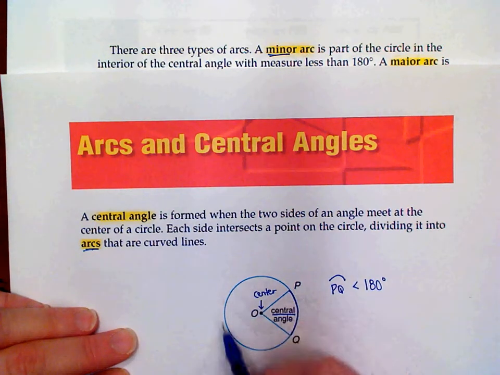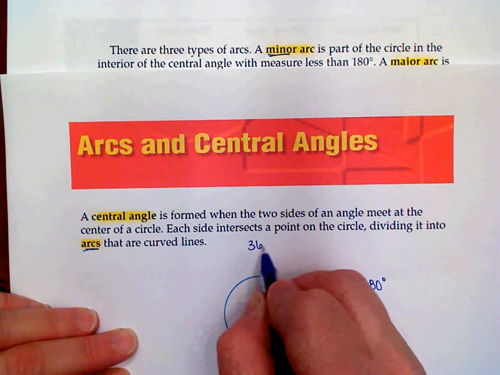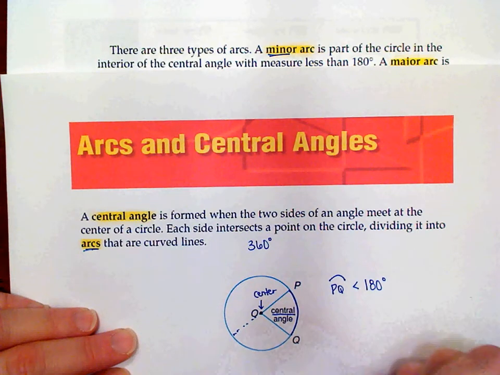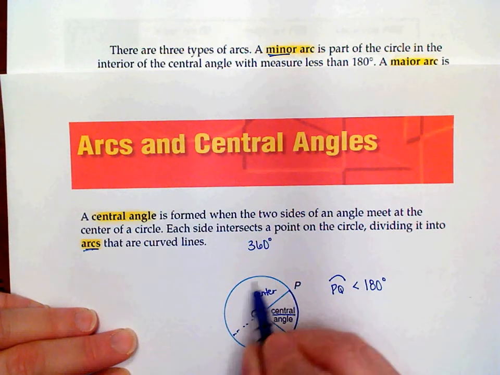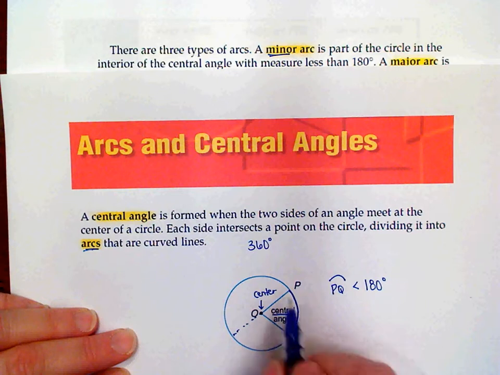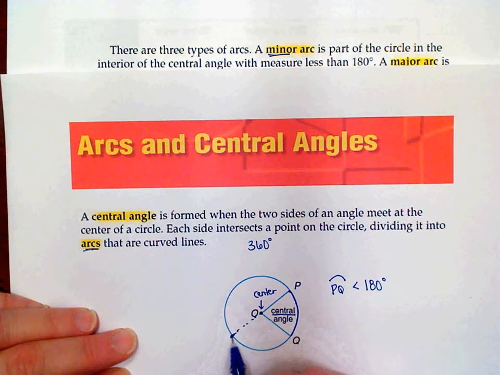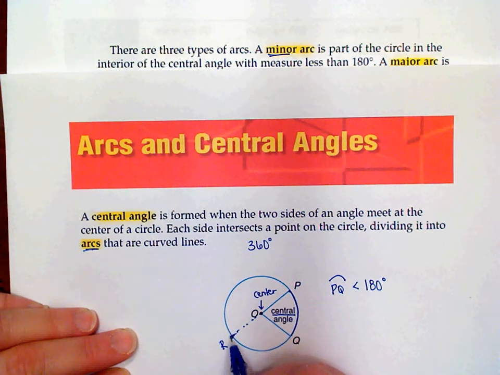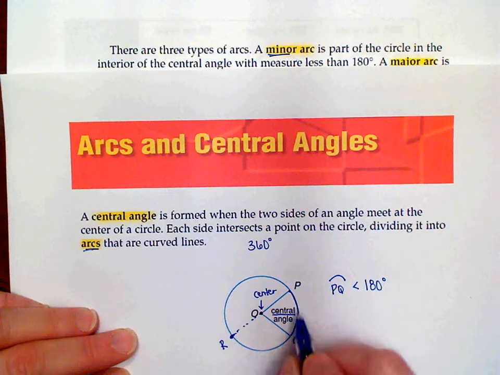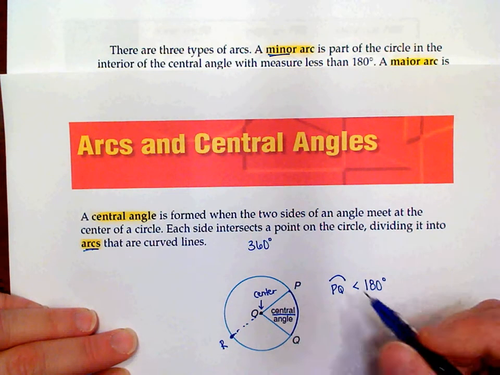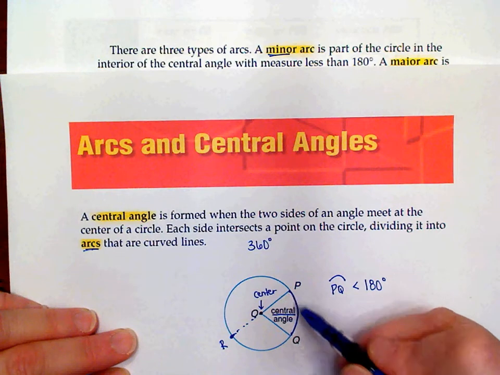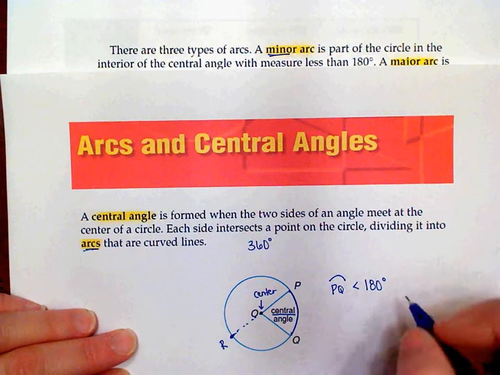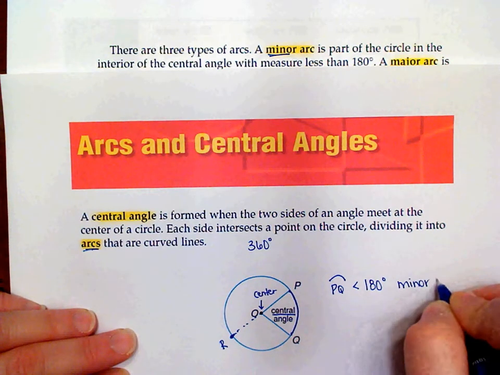All the way around a circle is 360 degrees. If you have a diameter, let's just extend that radius out here, then that diameter is separating the circle into two halves. From point P to this point, I'll call it R, that would be halfway around the circle, so that's 180 degrees. From R to P would be the other 180 degrees. So obviously P to Q is less than 180 because it's a part of that half arc. So this again is called a minor arc.